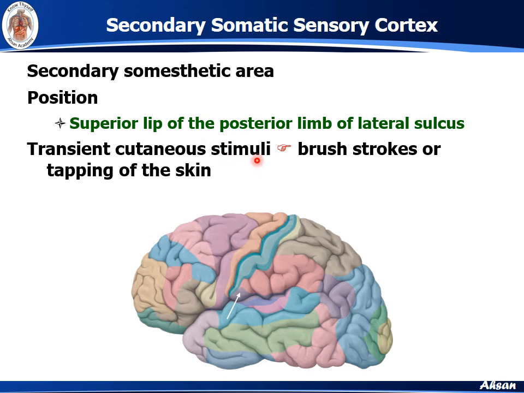It can be stimulated by transient cutaneous stimulation, meaning if we scratch the skin with a blunt point, then there will be some reaction, and that sensation is received by this secondary somesthetic area. But the secondary sensory area is something else.